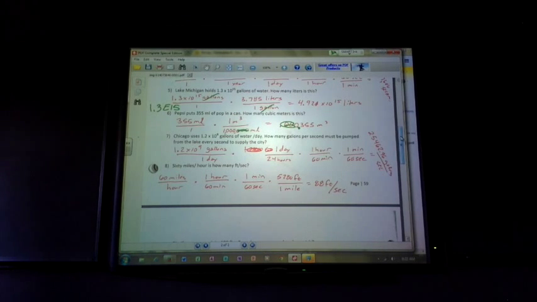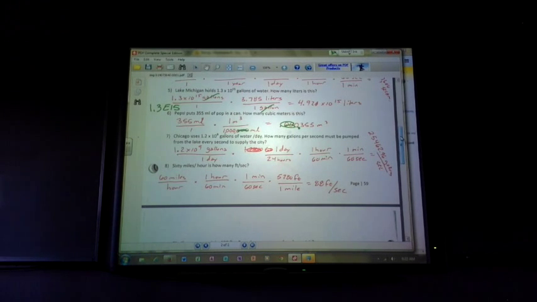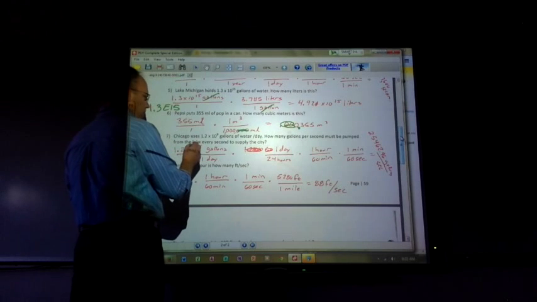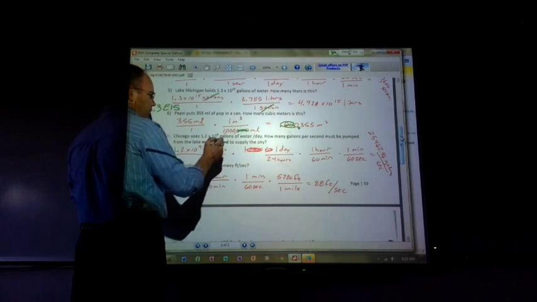Chicago uses 1.2 times 10 to the 9 gallons of water per day. How many gallons per second must be pumped from the lake to supply the city? I think it was redundant to say "every second."